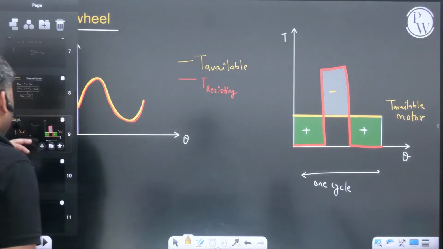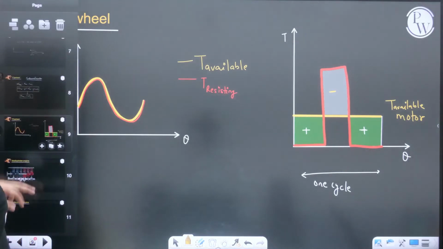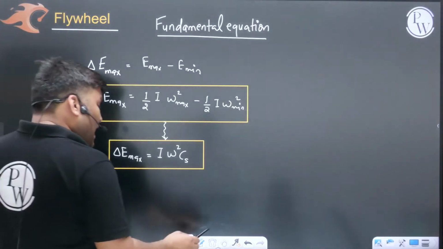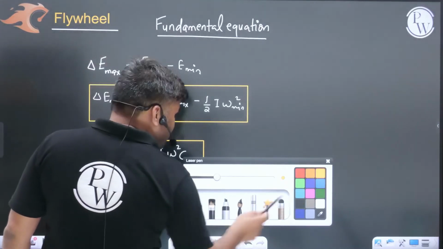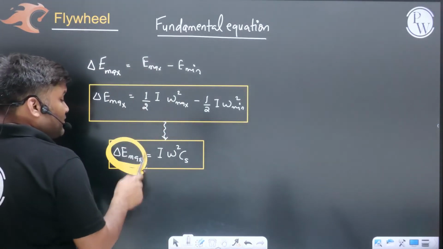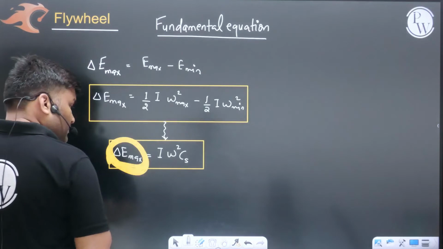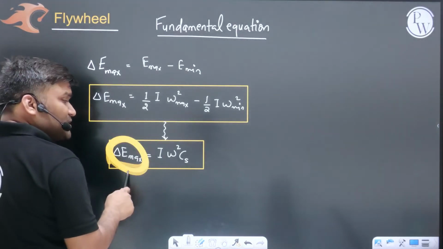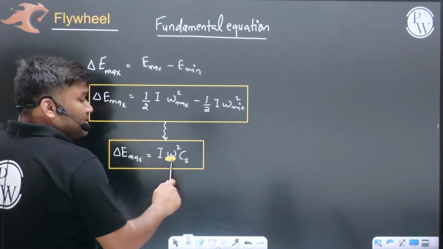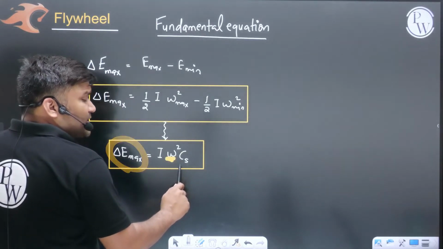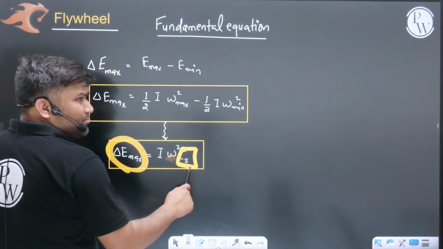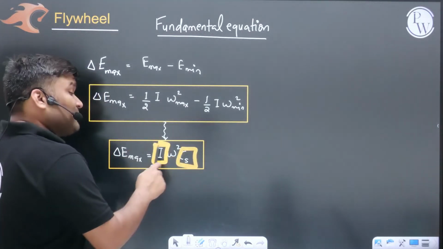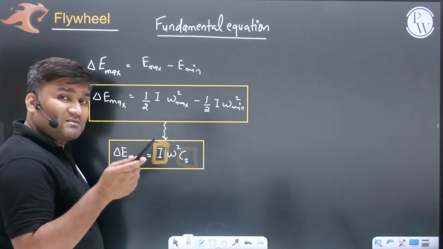Okay. How will they ask questions in the examinations? Somehow if you can find out the delta E max, the maximum fluctuation of energy, just find that out. Either they will give you the mean speed in the examination and say the fluctuation of speed should not be more than plus minus 5%, and ask what the moment of inertia or mass of the flywheel is. They will ask this kind of question.